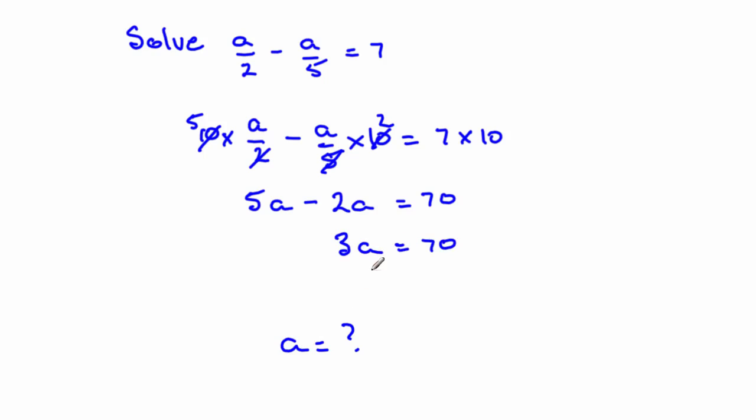And to get a on its own, we're going to have to do the opposite of multiplying. So it's dividing by 3 both sides. And that will give us the value of a equal to 70 divided by 3. Now, 70 divided by 3 is 23 1/3. You can check this with your calculator, but there's our solution for this particular question.